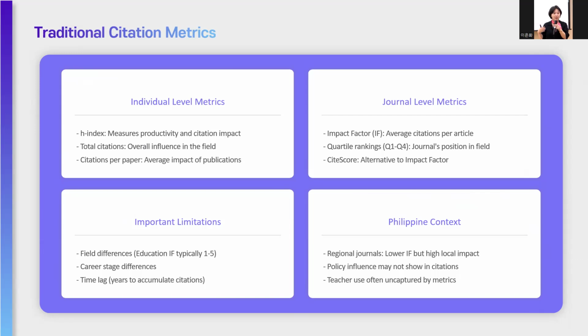At the journal level, there is impact factor or IF. This is the average number of citations per article in the journal. Quartile rankings from Q1 to Q4. This shows the journal's position in its field. CiteScore, an alternative to impact factor.